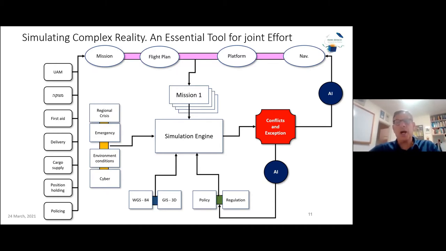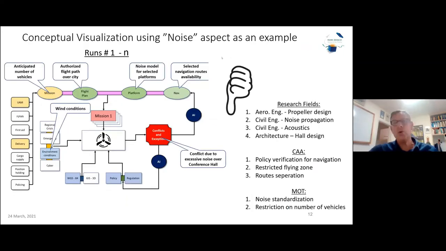Now, since I don't have much time and I can dedicate a whole presentation only for that, I would like to give an example. And I took the challenge of the noise. So imagine that you have these simulators and you define what the mission is going to be. So in this sense, it's going to be UAM, like Constantinos was using, and delivery. These are two missions that we're going to use in the urban environment. We can anticipate the number of vehicles that are going to fly at the same time, what is going to be the time of day, the day of the week.